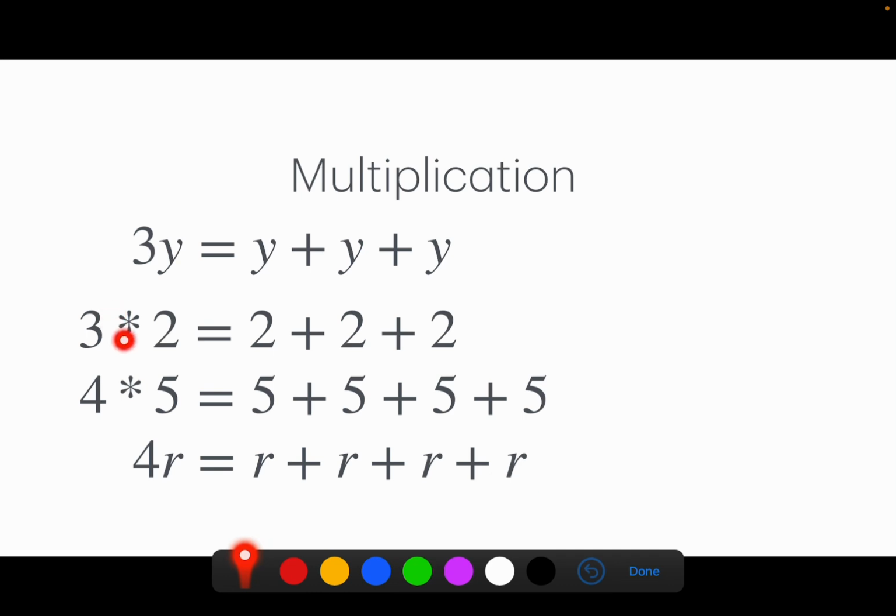Here we have to write the multiplication symbol because otherwise we would just think this is the number 32. We don't have to write it here because we know that this is a coefficient and this is a variable. And since multiplication is the default operation in math, which means if we know there's an operation happening but there's no sign to tell us what it is, then it's multiplication. We'll look at some examples in a second.